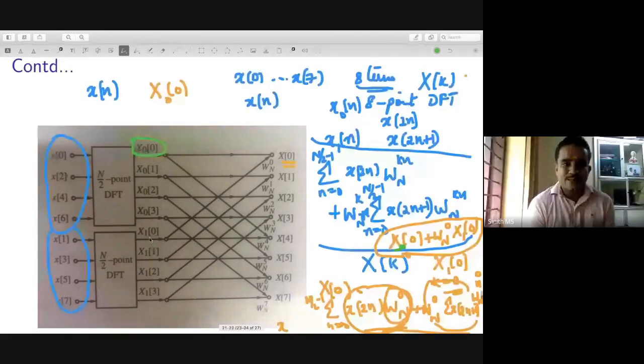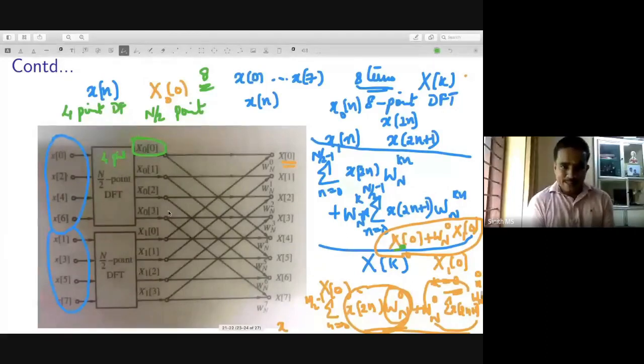You have a 4-point DFT. Actually you should have taken an 8-point DFT, but you have split this into two, the odd and even. In this case, you need to take a 4-point DFT in each case, that is N by 2-point DFT. N is 8, so you need to find a 4-point DFT here. If you find the 4-point DFT, what you're getting is x00, x01, x02, etc., which are the DFT of the even terms. Similarly, the DFT of the odd terms are represented as x10, x11, etc.